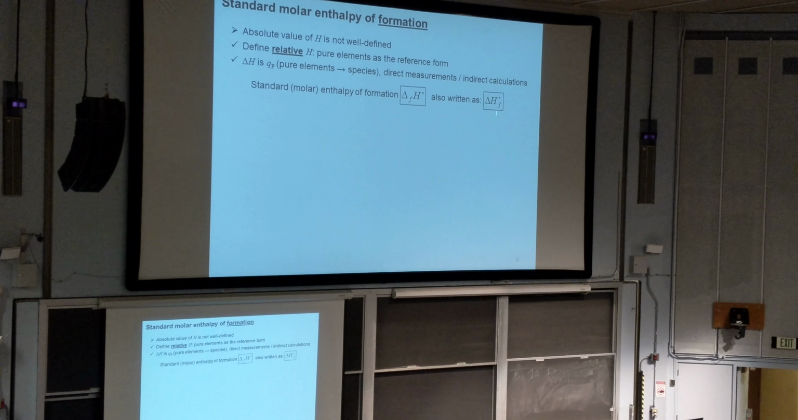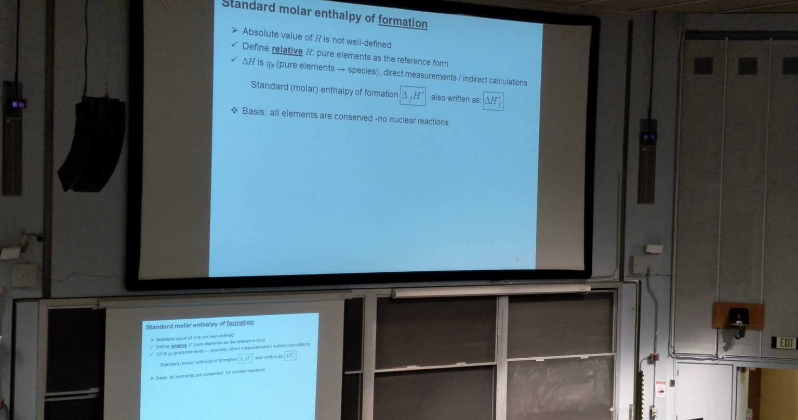Either way is fine, just different people use different notations. They are the same thing. So this is to say, if we can always refer all the energy states of everything back to the pure element state of those elements, we have a way to define the H for everything, and we can look up a table for those different values of the different chemical species.